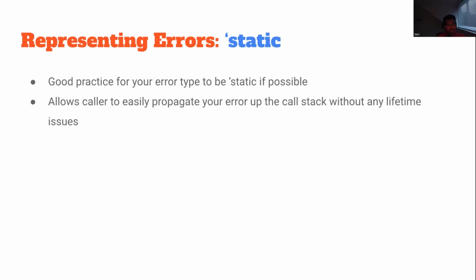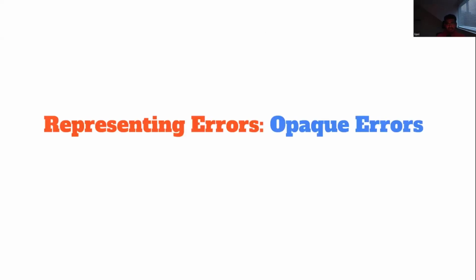Again, there can be a legit case where it cannot be done, but it should be a default consideration to make sure your error type has a static lifetime. So when we talk about error propagation, next we'll see why this is helpful, because like I said, you may be using different APIs from different crates, each of which has different error types. So if you have a static lifetime, then you don't have to worry about propagating this error up the call stack without worrying about lifetime issues. That's the goal. All right, so that's enumeration.